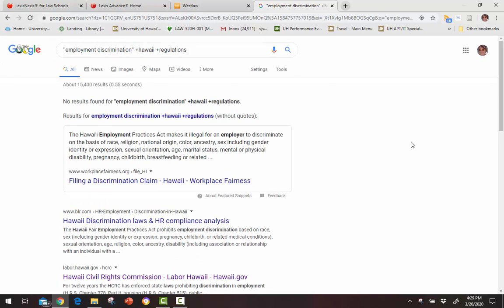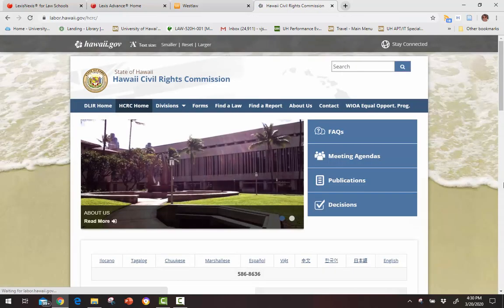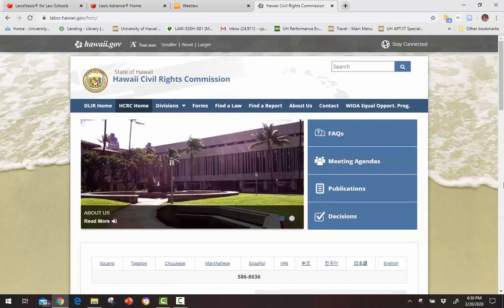Yeah, there we go. Hawaii Civil Rights Commission. Oh yeah, so here we are. See how the plus sign can help you? The plus sign is very, very handy. Yes. So we go here and we see that it's ensconced in the Civil Rights Division within the Department of Labor, right? Exactly.